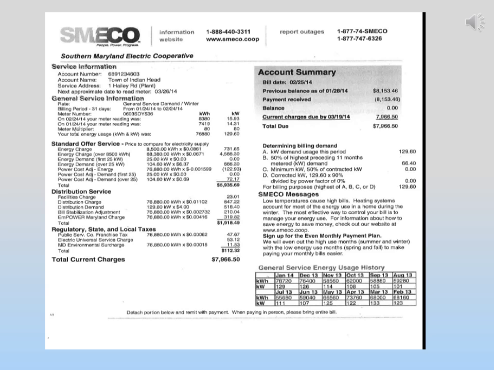Starting equipment up, that is a big charge, $6 versus 6 cents. Anything we can do to reduce kilowatt demand is going to result in significant savings.